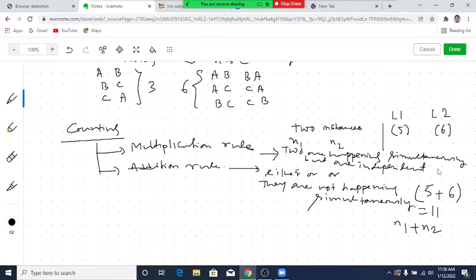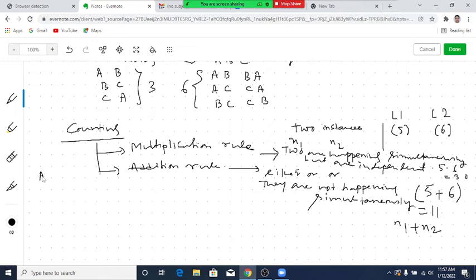Yes, sir. That means here either or means he needs to choose only one language, either from this or from this. But here he or she needs to choose two languages. That means both are happening simultaneously, but one from this group and another from this group. Sir, so 5 into 6. Yeah, there will be 5 into 6. Why will there be 5 into 6? Sir, for each language in L1, I can choose a language from L2. So for every 5, I can choose every 6.